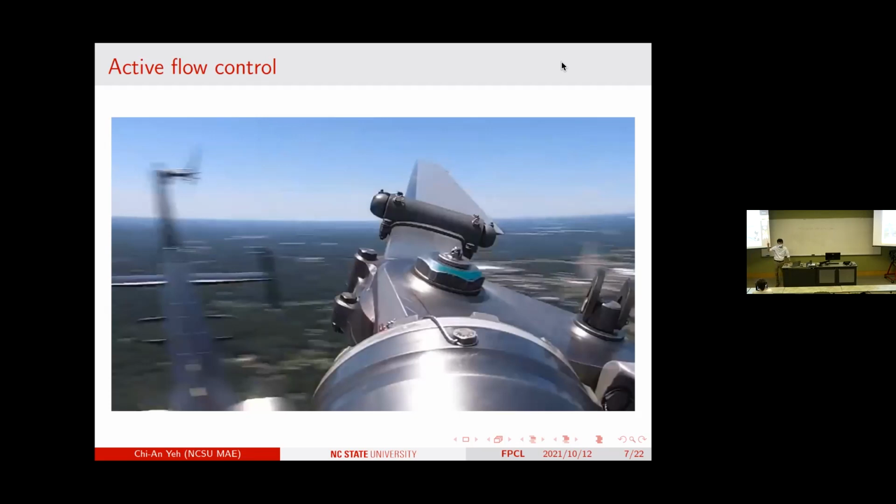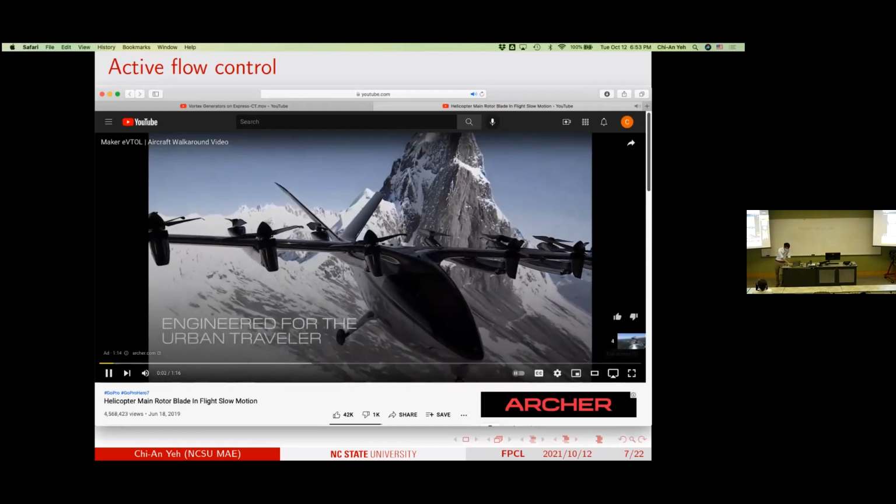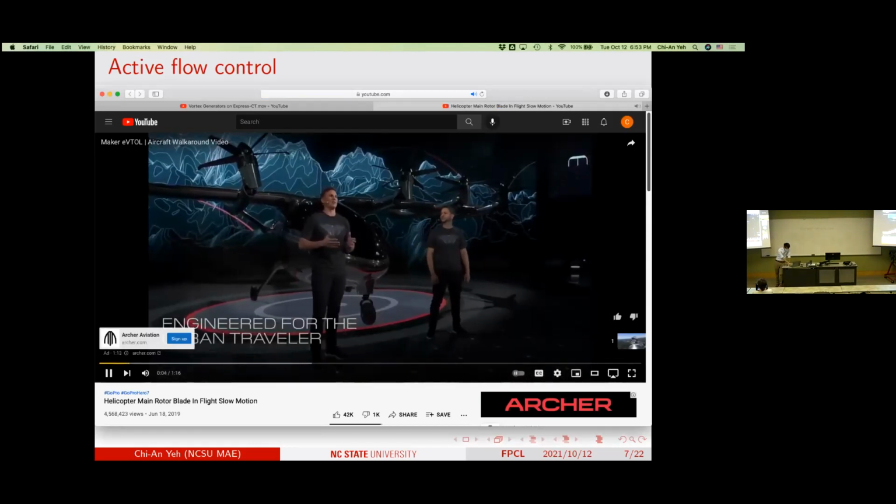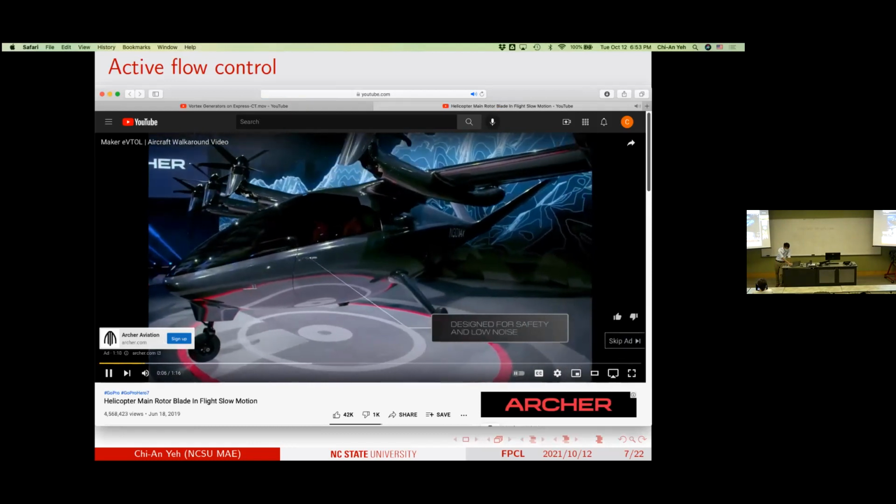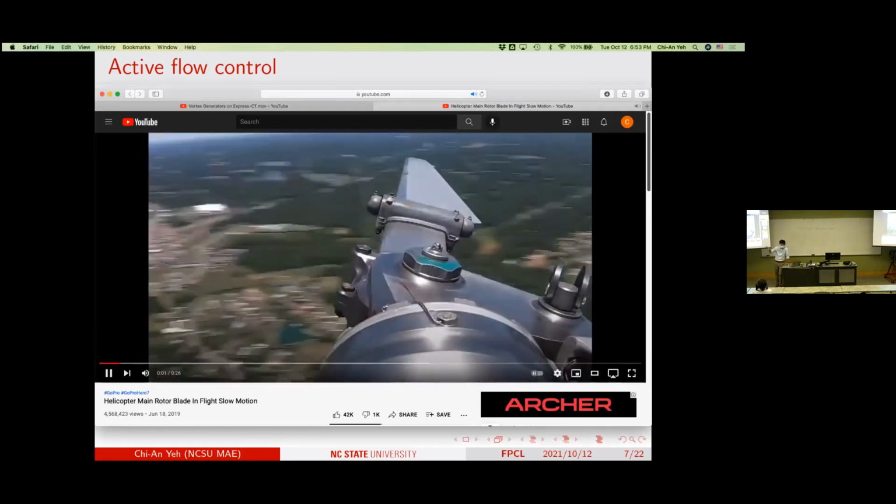Anybody know what dynamic pitching for a rotorcraft is? We'll talk a little bit about that, but let's take a look at these. I suggest you just stare at the blade, not the background. You're going to get dizzy. All right.